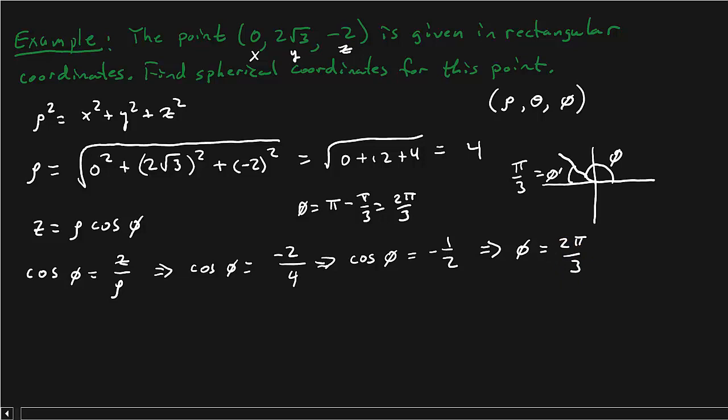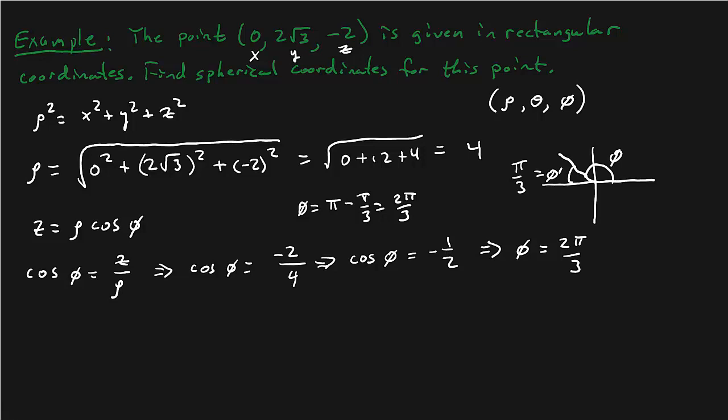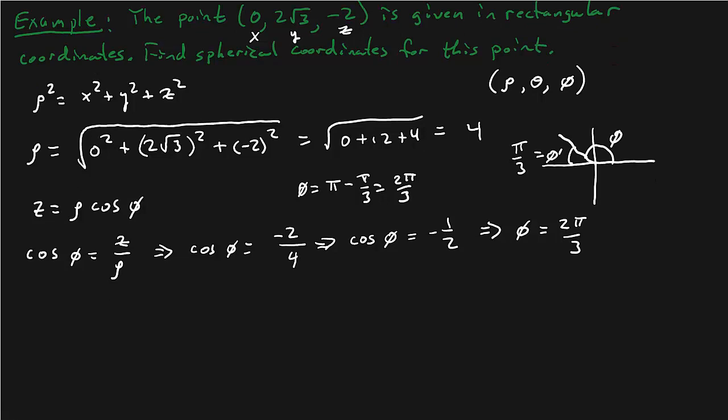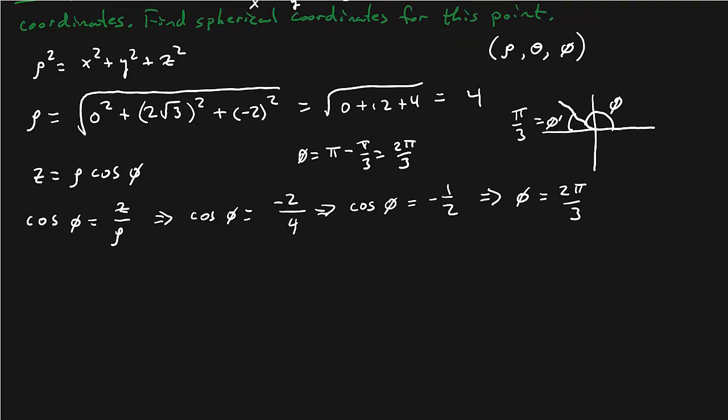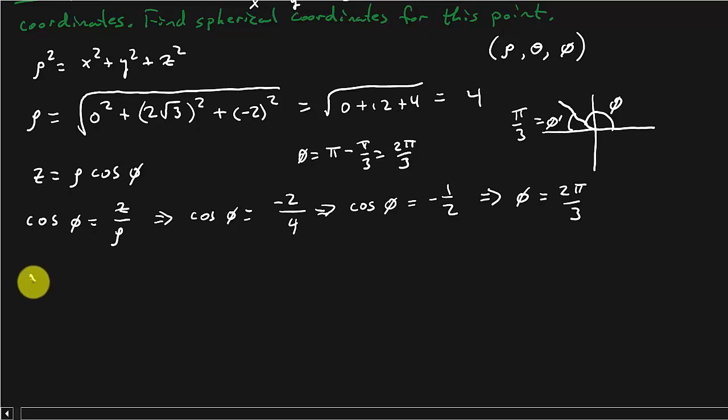All right, so now we need to find theta. Well, what do we know about theta? We've got a couple of options for theta. We know that x is equal to, let's use this one, rho sine phi times cosine theta.